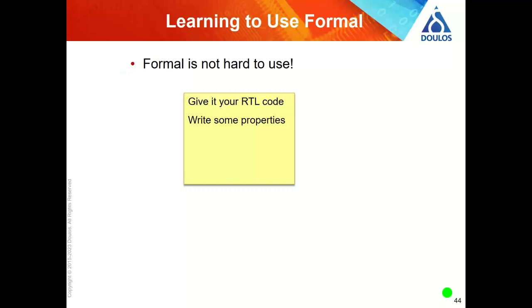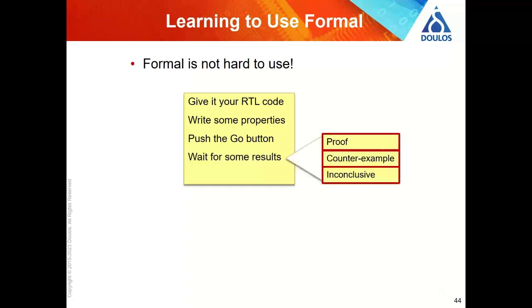So to run it, we've got our properties. We can press the go button and see what happens. If we're lucky, we'll get a message saying that all of our properties are proven. Okay, so our design's working exactly as it should. If it finds that there's a problem, we'll get a counterexample. The counterexample will help you debug the problem, so why has your property failed?